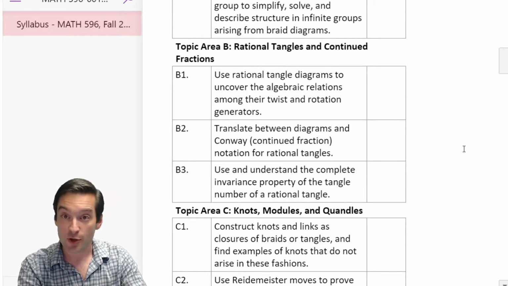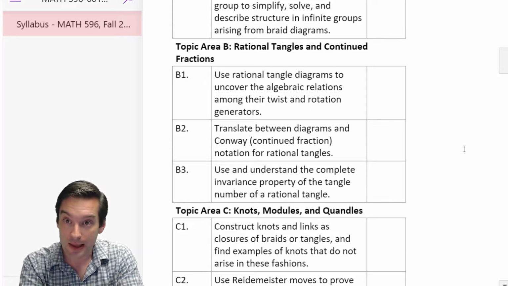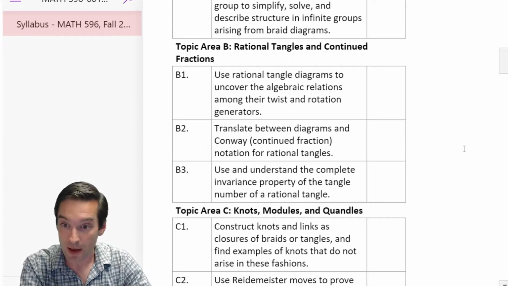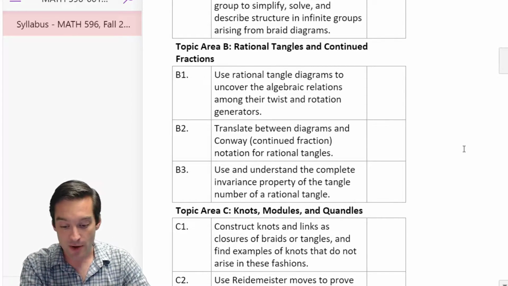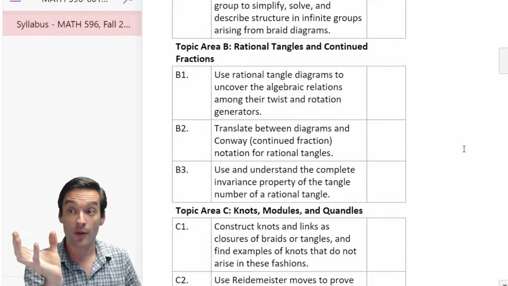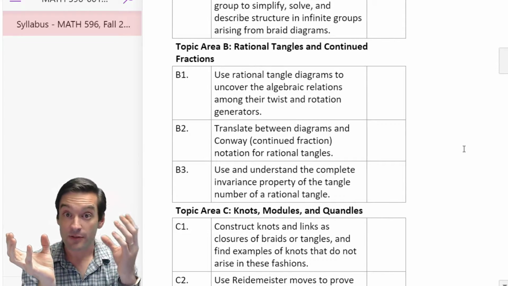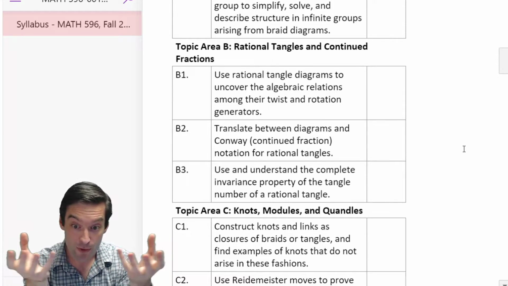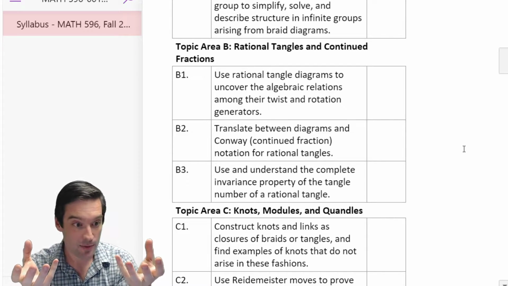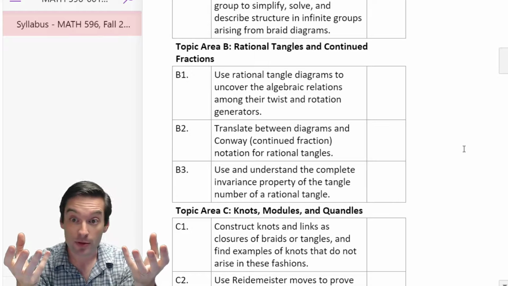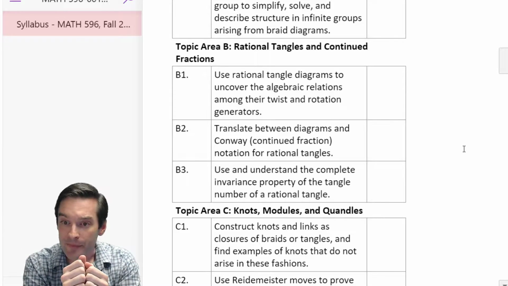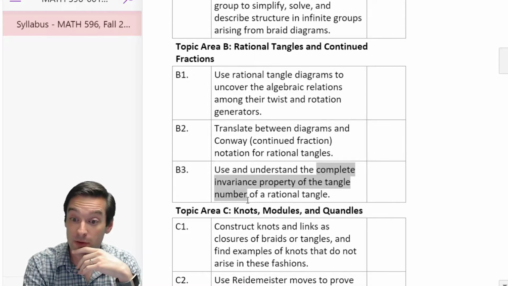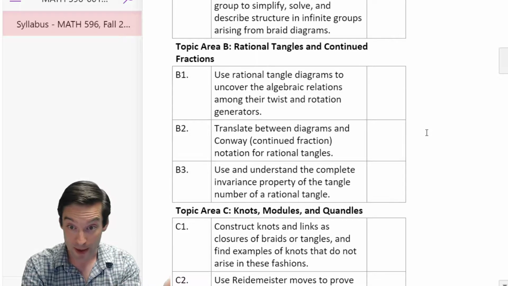The second area is rational tangles. Rational tangles are another knot-like object that are similar to braids, except they have an extra twisty dimension to them. And so that's the first area where we're going to have an algebraic structure on the one hand that completely and faithfully represents the algebraic structure of rational tangles on the other hand, so that there's a one-to-one correspondence between the algebraic reality and the reality that's on the table in front of you in tangled up string form. And so the top of that mountain is to understand the complete invariance property of the tangle number of a rational tangle and everything along the way to that.